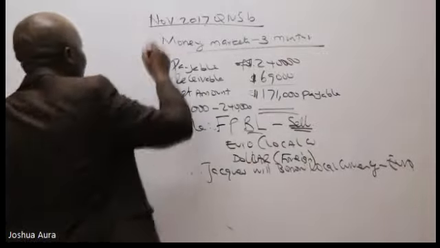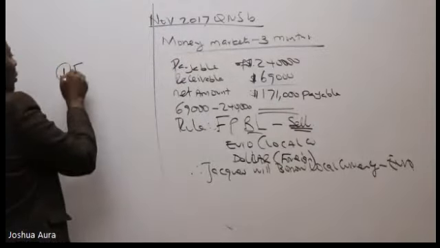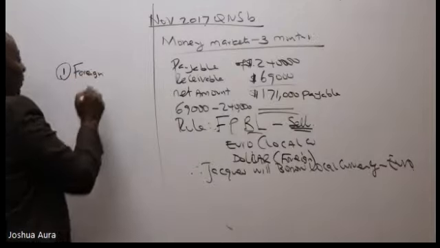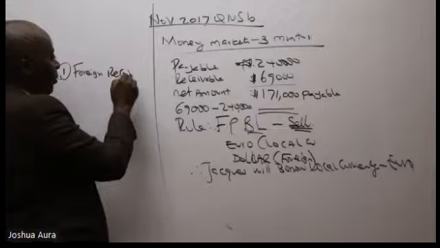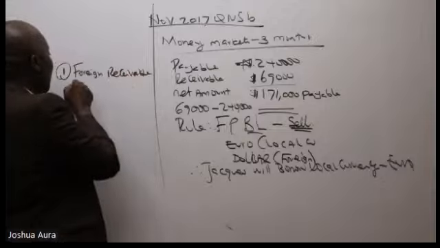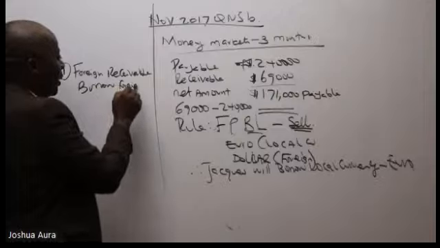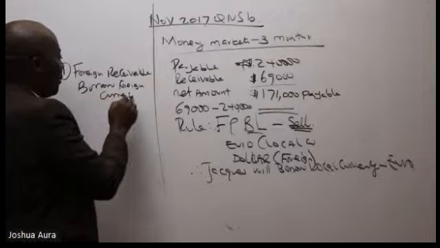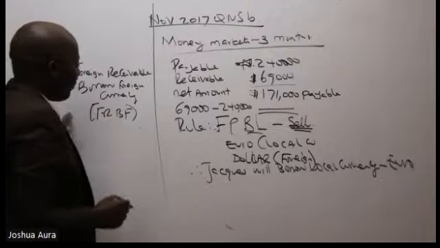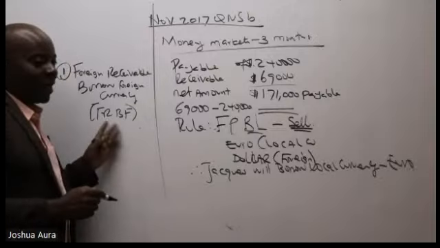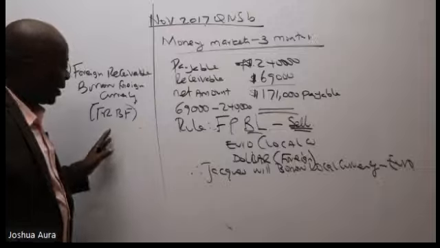So remember, ladies and gentlemen, that we have two rules here. Number one, we have a rule we call foreign receivable. In this case, you borrow foreign currency. This is what we call the foreign boyfriend. Foreign boyfriend buys dinner.